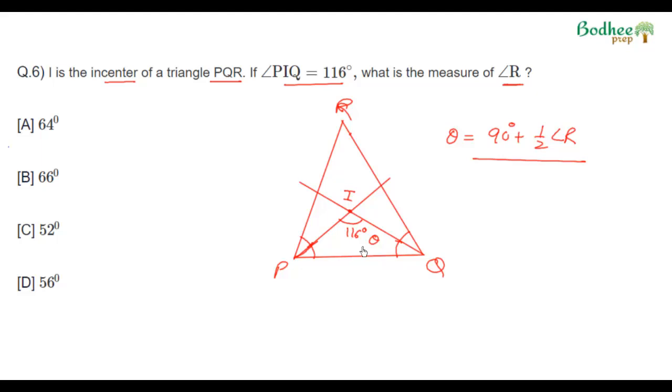We have to just substitute the value of theta here. So it is 116 degree is equal to 90 degree plus half the value of angle R. On calculation, we'll be getting angle R equal to 52 degree. So option C becomes the right answer. Direct formula based. If you know the formula, you can solve it very easily.